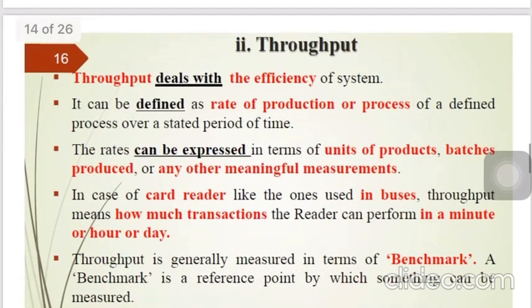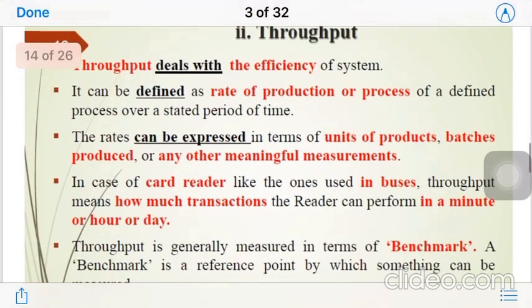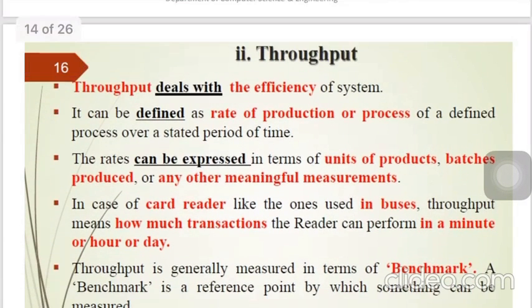Then the next one is throughput. Throughput deals with the efficiency of a system. It can be defined as the rate of production or process of a defined process over a stated period of time. Like in this much time, how much output you are getting, how much production you are doing in this time period.